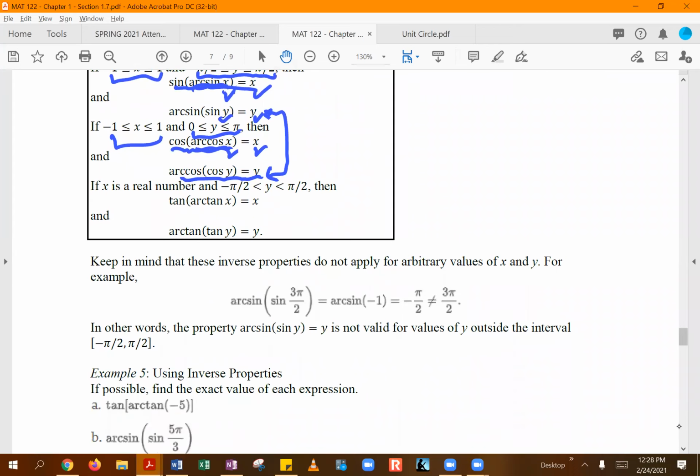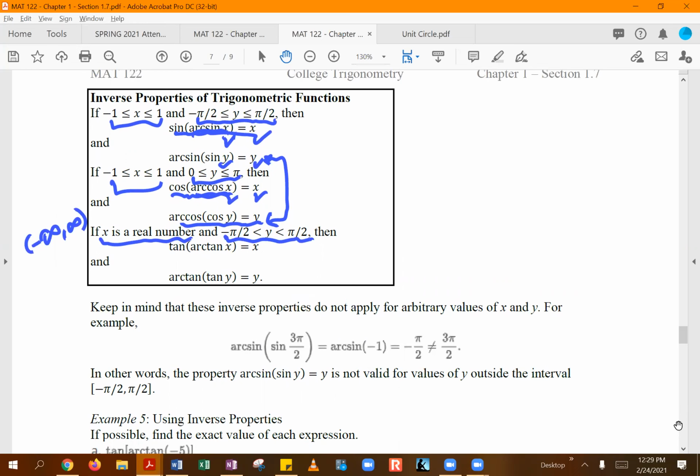Now your domain and range are different for the arc tangent function. So domain is all real numbers. Remember, -infinity to +infinity for the x values. And then the y value is between negative pi halves and positive pi halves.